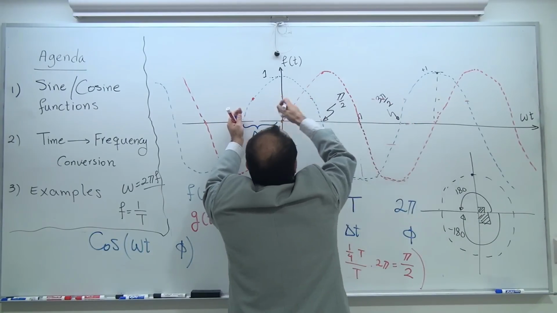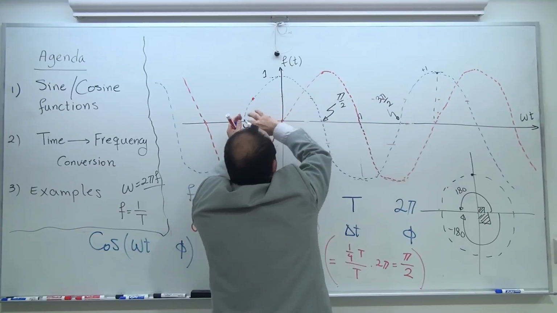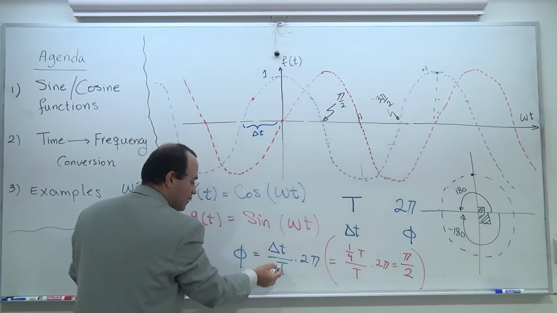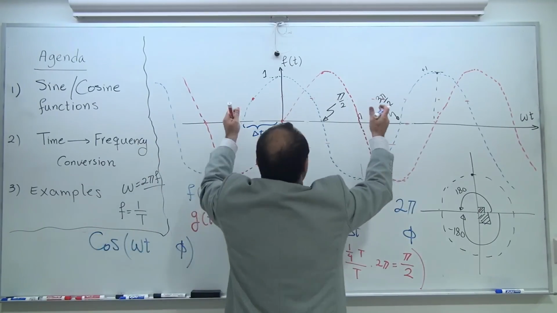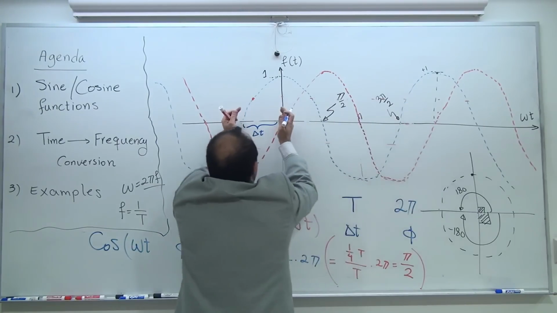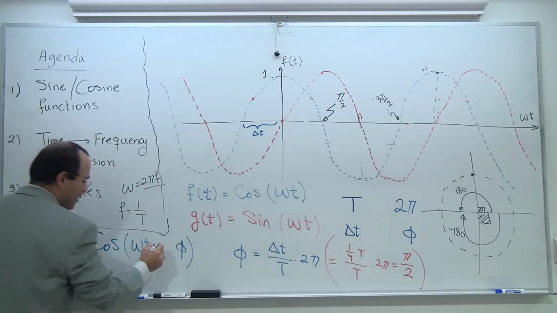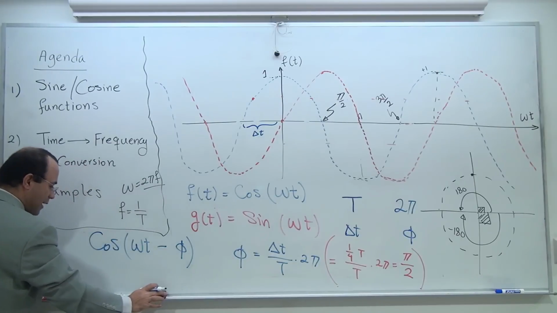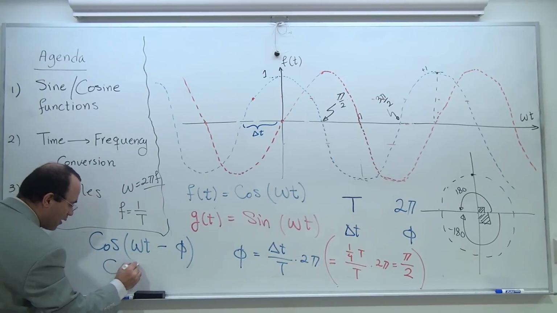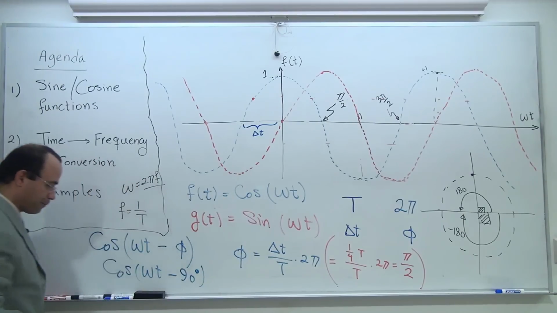So if this is the number of units I see on the scope, and this is the number of units I see on the scope, I can do this division, and this is ratio-less. But if I want it to be more precise, this is omega capital T, and this is omega delta t. So you need to be careful on that. So that's going to be this phase shift I can see. So in this case, cosine of omega t minus 90 degrees.